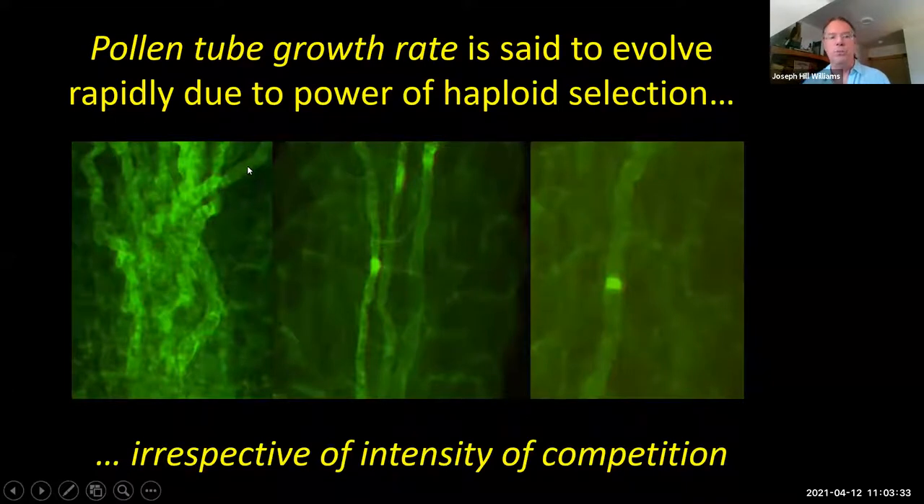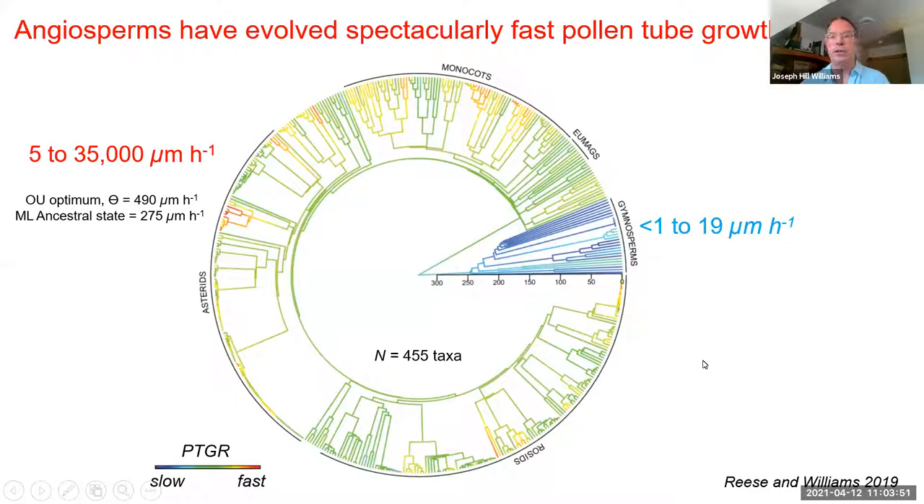As pollen tubes, which are an extension of the vegetative cell, so it's still a single cell, grow down to the egg, they're carrying the sperm, and they can compete or not, but the intensity of competition will obviously affect their evolution as well. So I've spent a lot of time over the last 10 years or so thinking about this comparative analysis that we've done and published a year or 2 years ago.